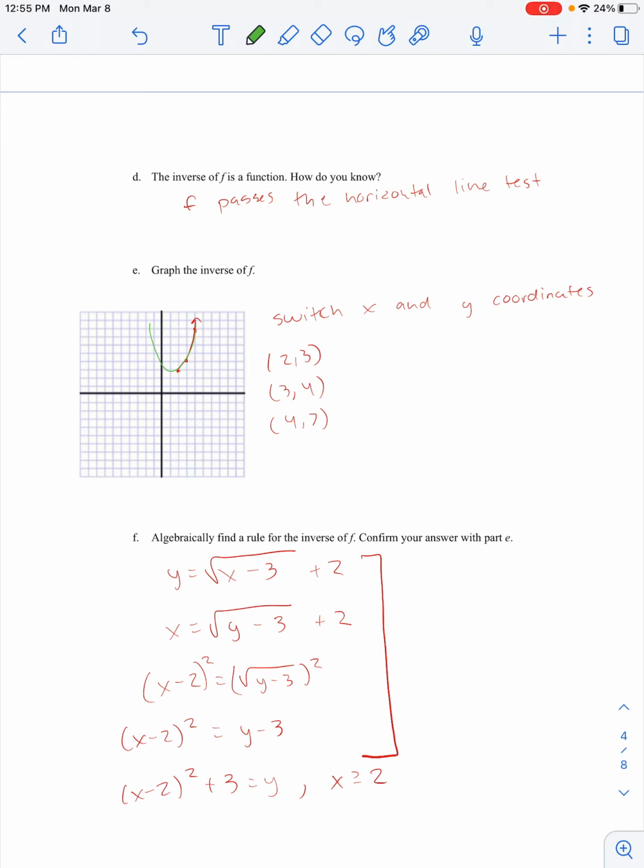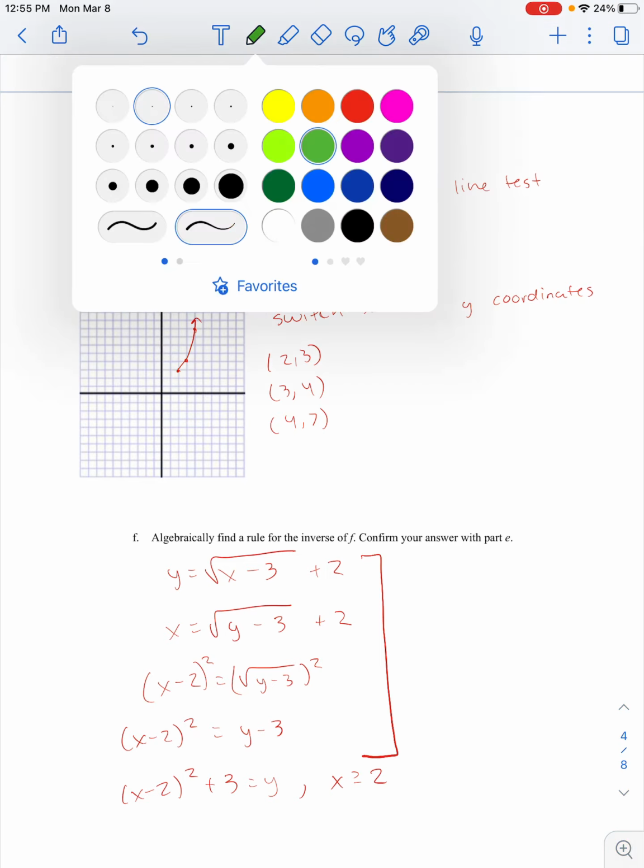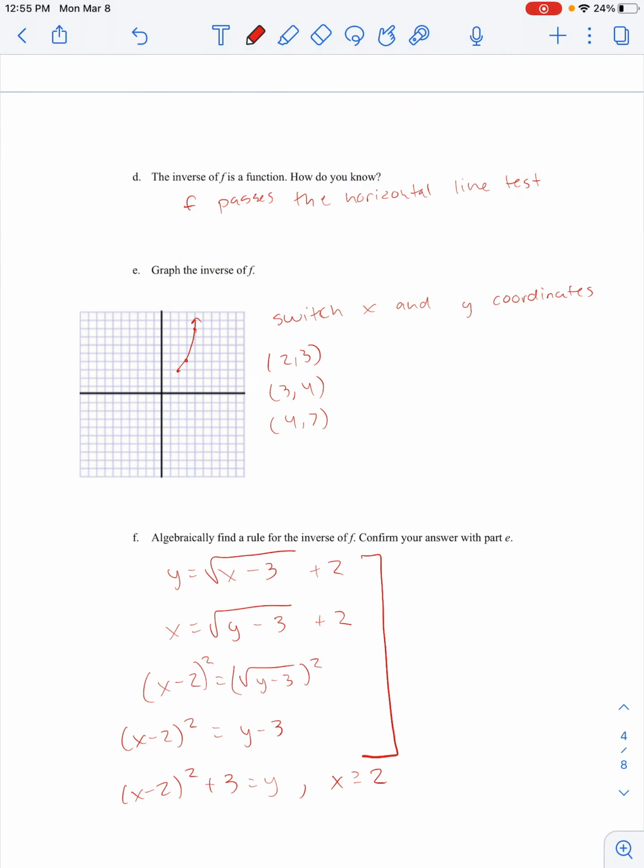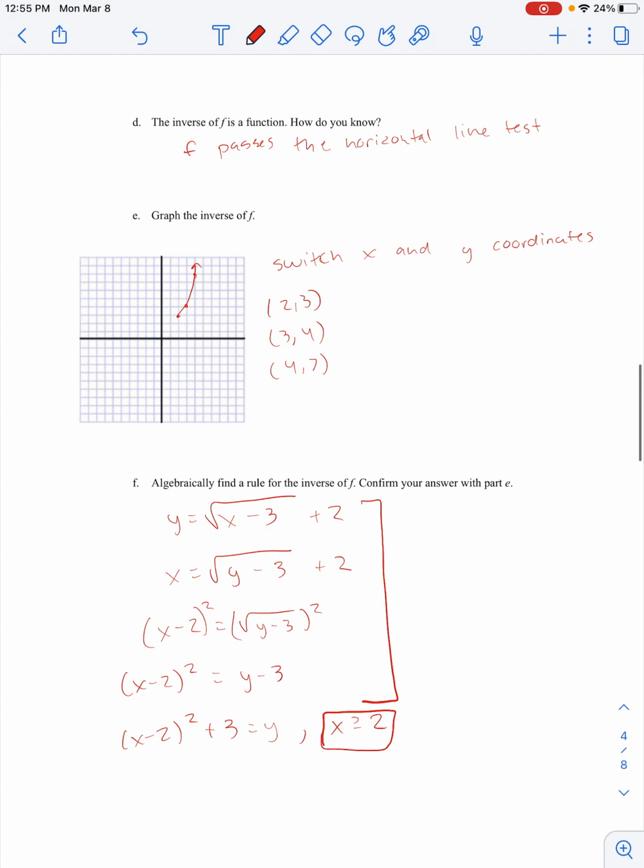But we already know from E that we only have half the parabola in our problem. So we have to make sure we limit this parabola. There was a homework problem like this, but this is probably the trickiest problem on the test. We have to limit our parabola by saying x is greater than or equal to 2 because we only want half that parabola. We don't want that full green parabola.